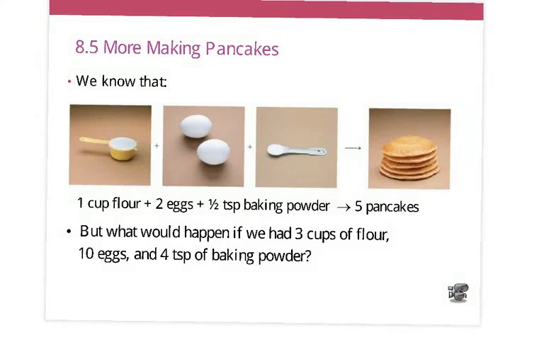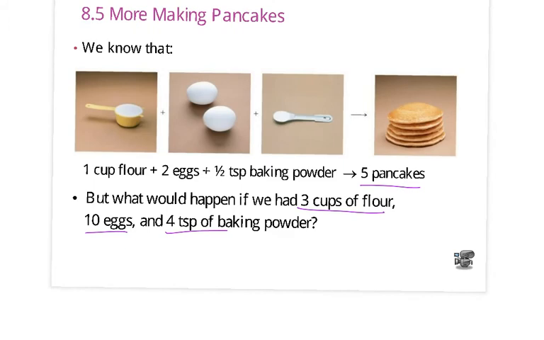Let us go back to making pancakes and see, based on the recipe that we have, we can make 5 pancakes, right? But what if we had 3 cups of flour, 10 eggs, and 4 teaspoons of baking powder? How many pancakes can we make with that amount? And so we say, okay, no problem.